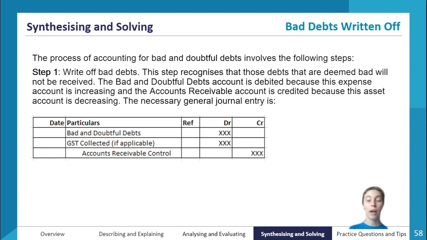This is recognizing that those debts that are deemed bad will not be received, so you're reflecting that in your accounting records. You do a debit to the bad and doubtful debts account because this account is increasing. It's an expense account, so that's debit by nature. It's increasing and therefore it's debited. And the accounts receivable account is credited because this asset account is decreasing. You were supposed to get that money from that accounts receivable, but it's decreasing because you're writing it off. You're saying we're not going to get this anymore.